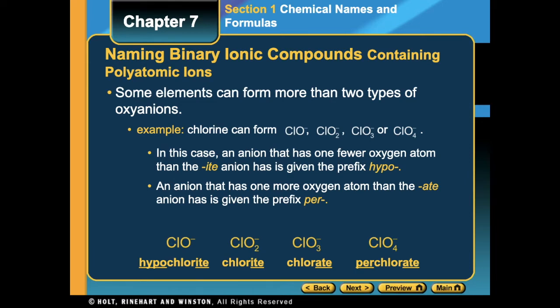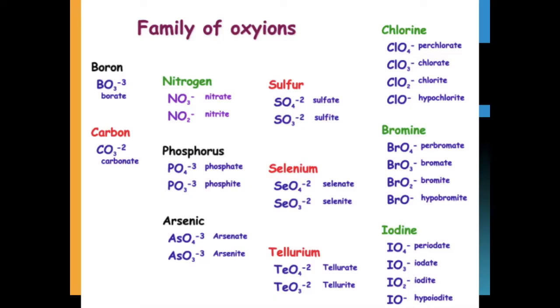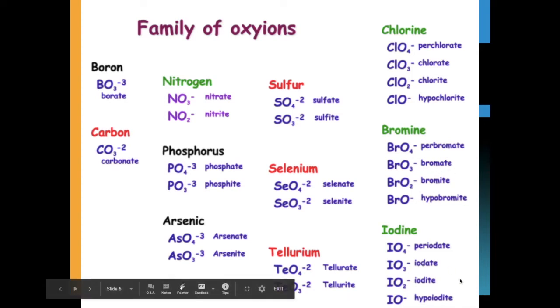So, for example, right here, you can see that chlorine is one of the ones that has 4 possible ions with 1 oxygen, 2, 3, and 4. So we have hypochlorite, chlorite, chlorate, perchlorate. Then we have bromine: hypobromite, bromite, bromate, and then perbromate. You get the idea. There's a clear pattern of what is happening here. And overall, they tend to have the same charge.